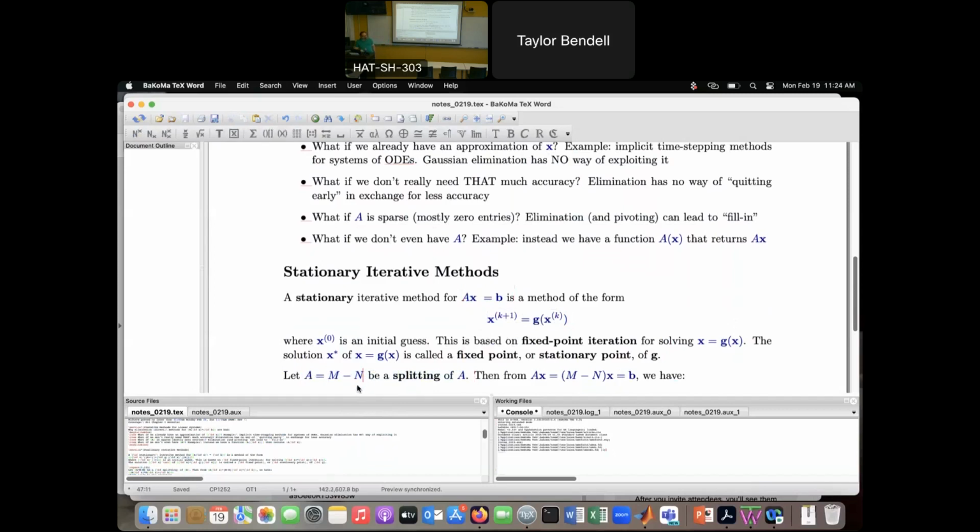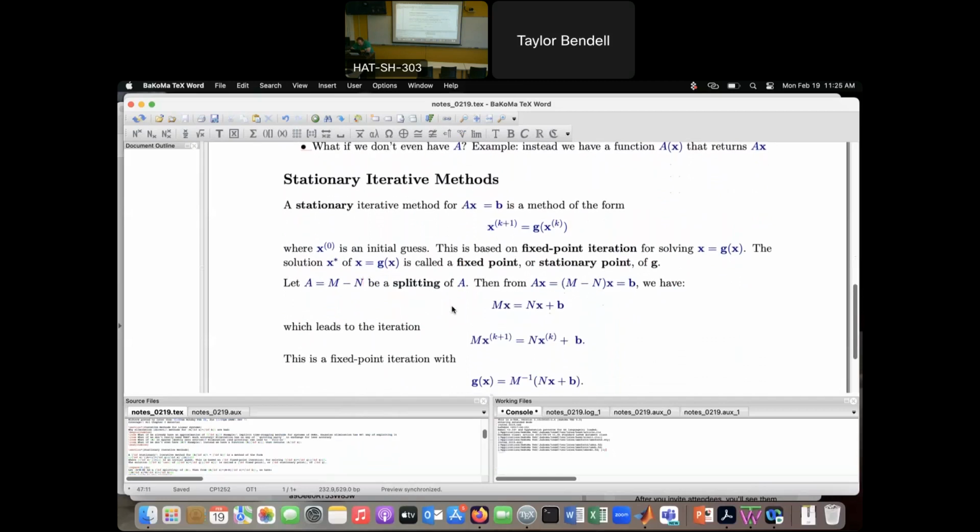Now, there are some choices for M and N. I'll come to those shortly. So if you write A equals M minus N, then Ax equals b can be written this way. And then from that, we can describe an iteration. We have x k plus 1 on the left side and x k on the right side. So I could choose initial guess x0, which usually is a 0 vector. I'll make a note of that here.